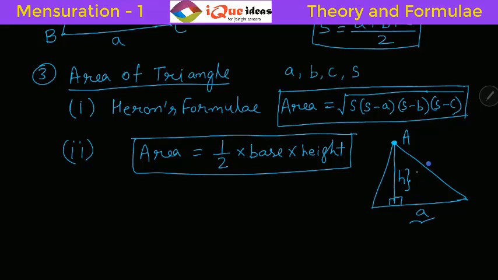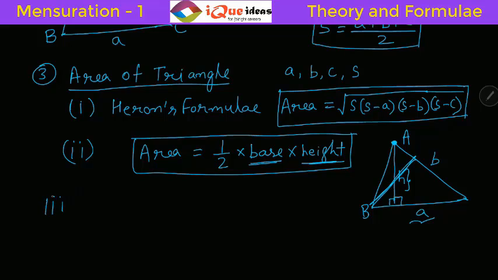Alright. So if I take this different, let's say if this is capital B, this side is b, for b, height would be different. This length would be the height, right? So just be very clear. So it is half into the base into the height. The height should be on that particular base, okay?